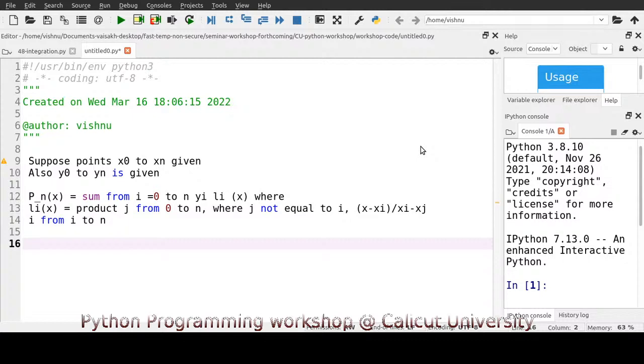So the aim of this session is actually to find out this polynomial. We would like to see how to evaluate this polynomial, and not only that, we would like to see how accurate this particular polynomial is. For that, we will initially consider a function. For example, we can take sin x itself.